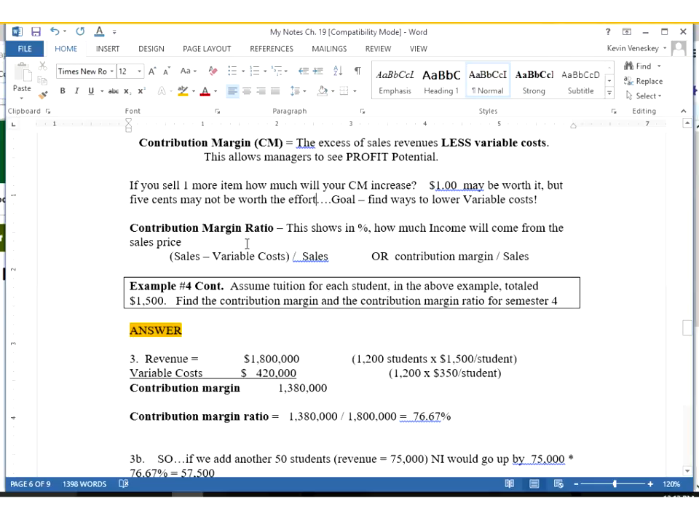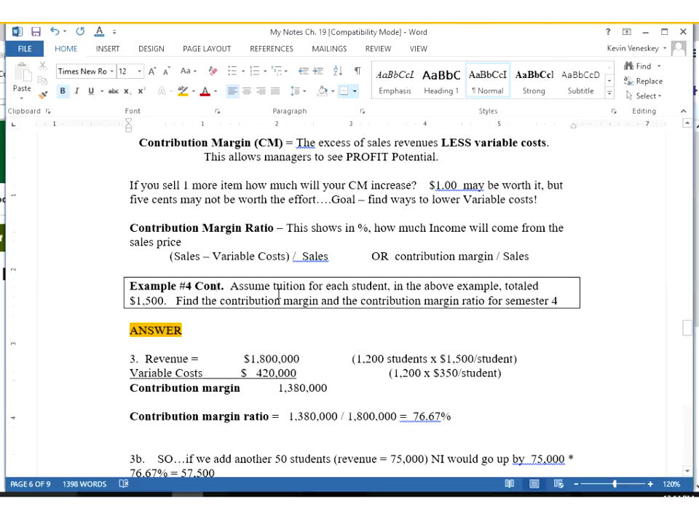And then we come to the contribution margin ratio, which is for every sales dollar that I bring in, how much income will come from that. So if I bring in $1, will I bring in 20 cents in income or 70 cents? That's what this contribution margin ratio is there to tell us. So the formula here, these are both the same. Sales minus variable cost is the same thing as contribution margin, divided by our overall sales.